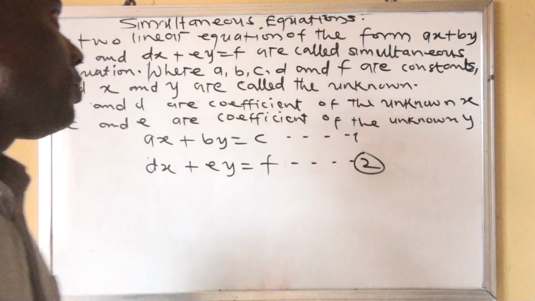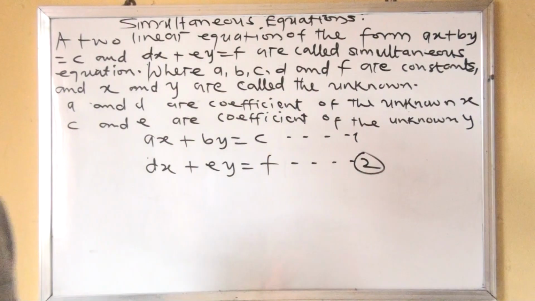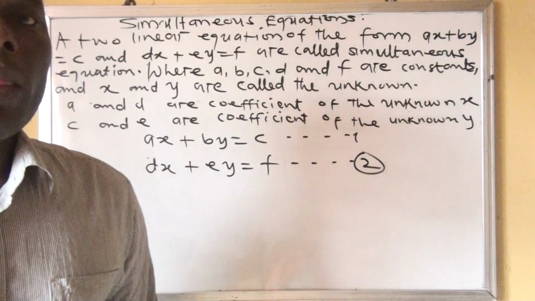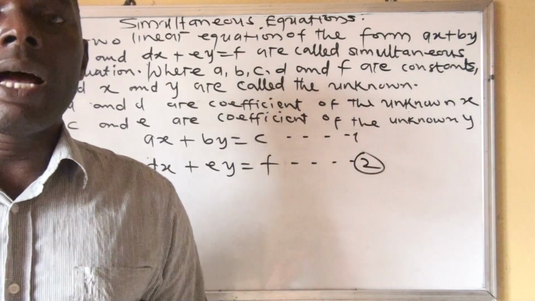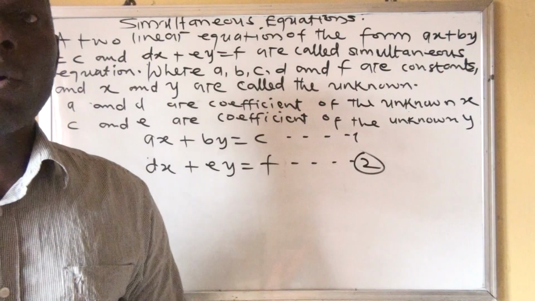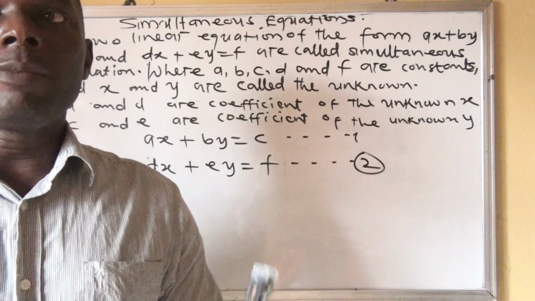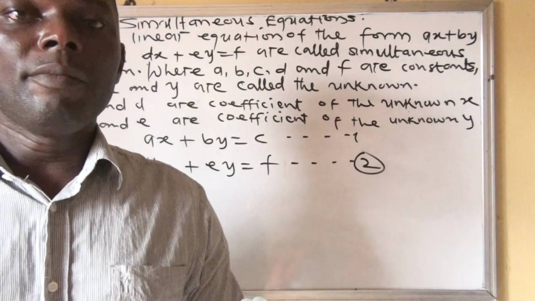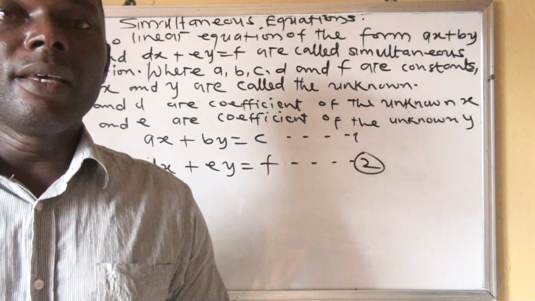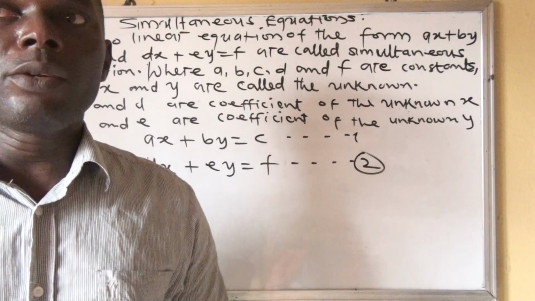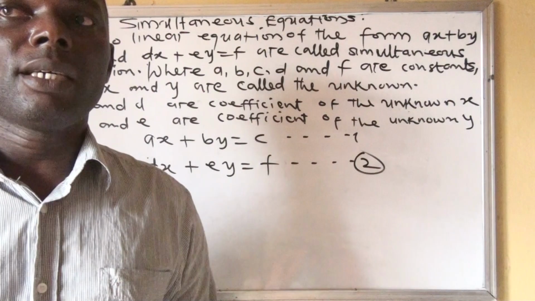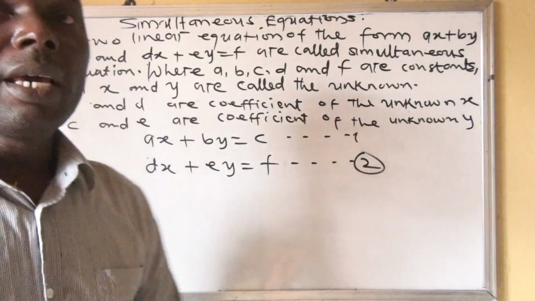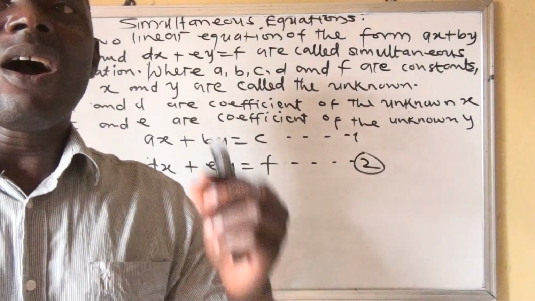So two linear equations of the form AX plus BY is equal to C, and DX plus EY is equal to F is a typical example of simultaneous equations, where A, B, C, D, E, and F are constants. The X and Y in these equations are what we refer to as the unknowns.